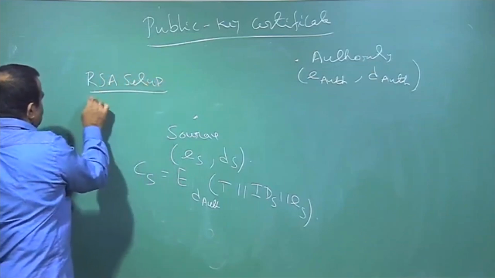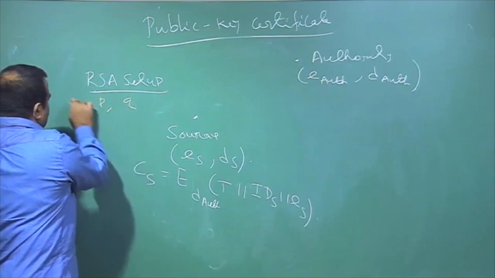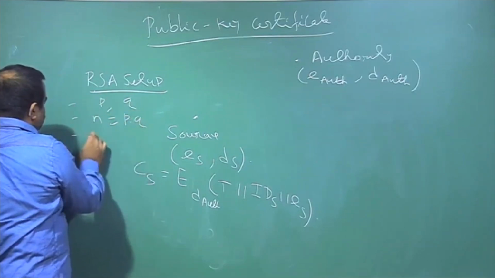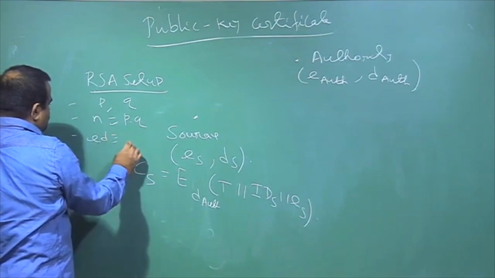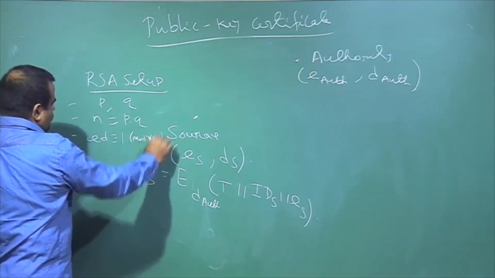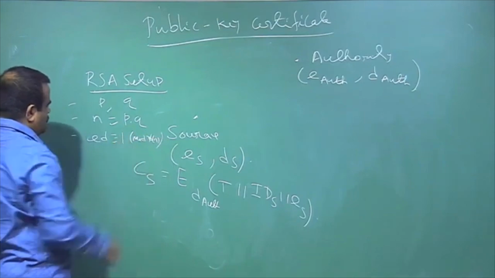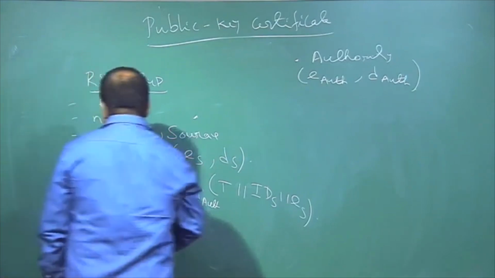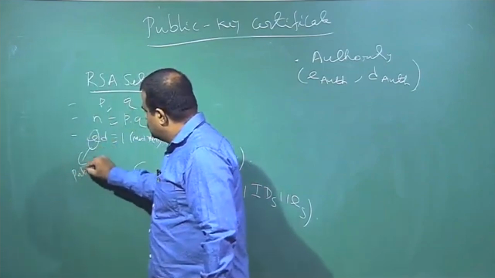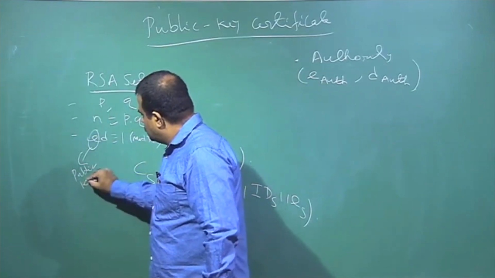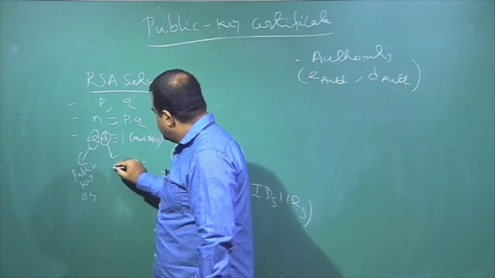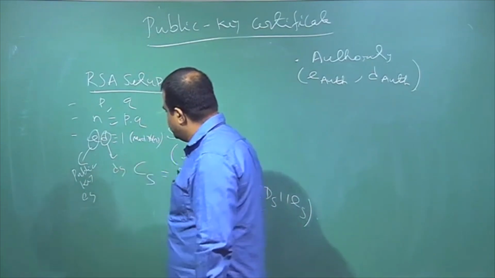So again I do this: p and q, and then n is equal to p into q. Then I choose e and d such that e is congruent to 1 mod phi(n). Phi is basically (p minus 1)(q minus 1), and this is my public key, e, and this is my corresponding new secret key.